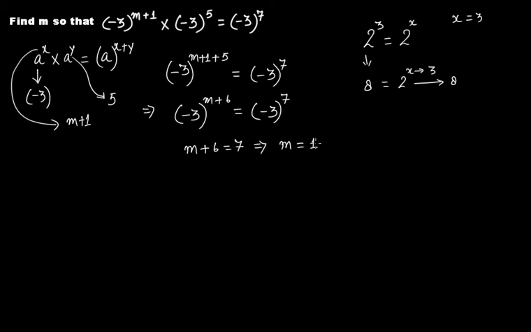Now when m is equal to 1, if you put it here, this is (-3)^7 is equal to (-3)^7. That is LHS is equal to RHS. So the answer is m is equal to 1.